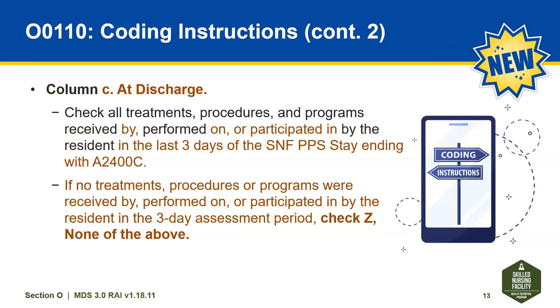And lastly, the new coding instructions for column C, at discharge. Check all treatments, procedures, and programs received by, performed on, or participated in by the resident in the last 3 days of the SNF PPS stay, ending with A2400C, which is the end date of the most recent Medicare stay. And if no treatments, procedures, or programs were received by, performed on, or participated in by the resident in the 3-day assessment period, check Z, none of the above.